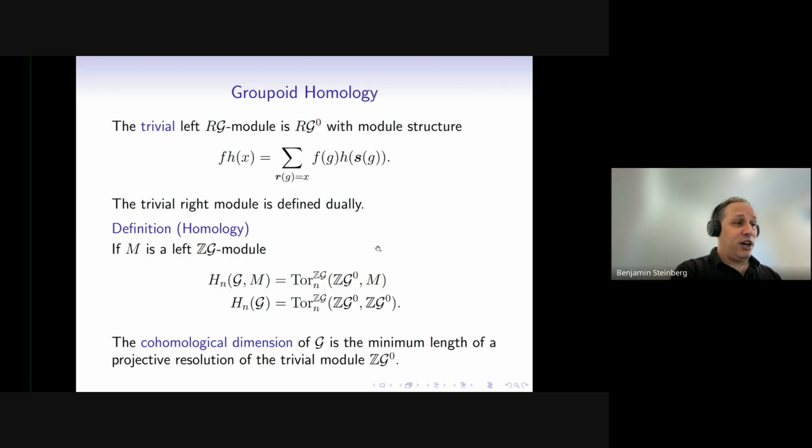And so we can define the cohomological dimension of G as the minimum length of a projective resolution of the trivial module ZG0. It doesn't matter whether you do left or right. I should point out this is integer coefficients, right? Because I took ZG0 and ZG. So this is trivial coefficient. This is integer coefficients. You can do homology with more general coefficients, but anyway, that's what we do.